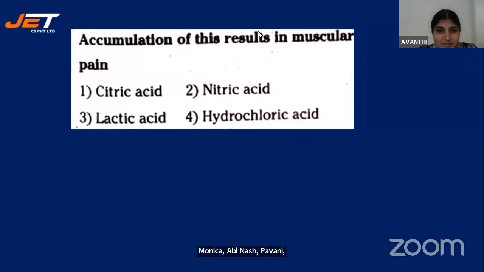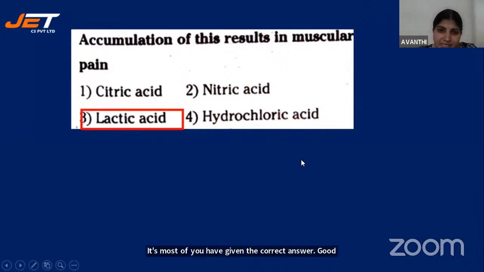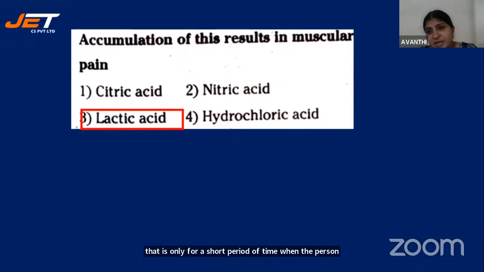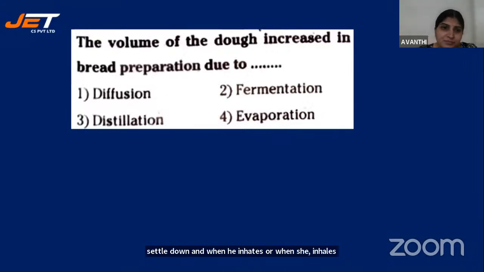Pritika. Yes, it is lactic acid, children. So because of accumulation of lactic acid, there will be cramps. Okay. Yes, most of you have given the correct answer. It's good, children. It is lactic acid. Because of this only muscle cramps will happen. But that is only for a short period of time. When the person settles down and inhales a lot of oxygen, again this lactic acid will be diffused off. It's good.